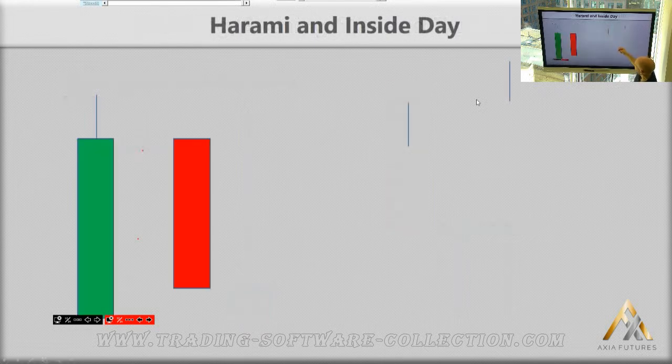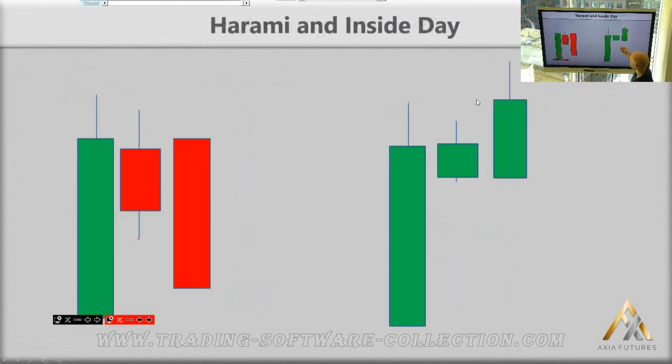Alright, let's see where the animation works on this one. We'll get them all up to start with. Right, haramis and inside days. I look at them basically as the same thing. There is a technical distinction.